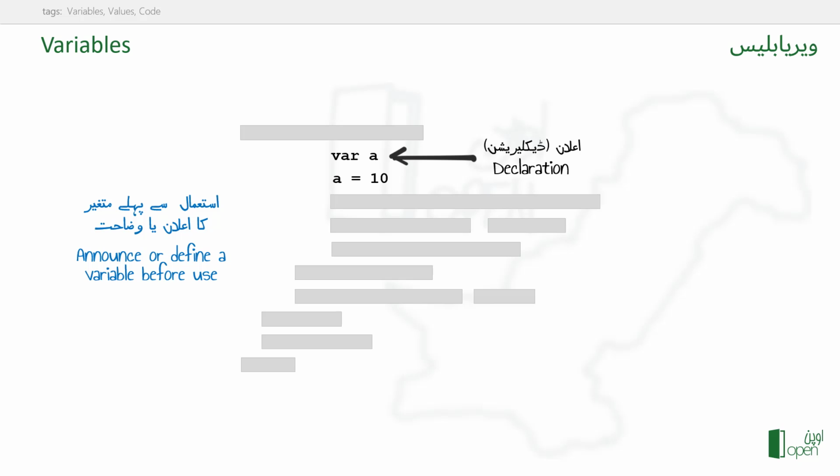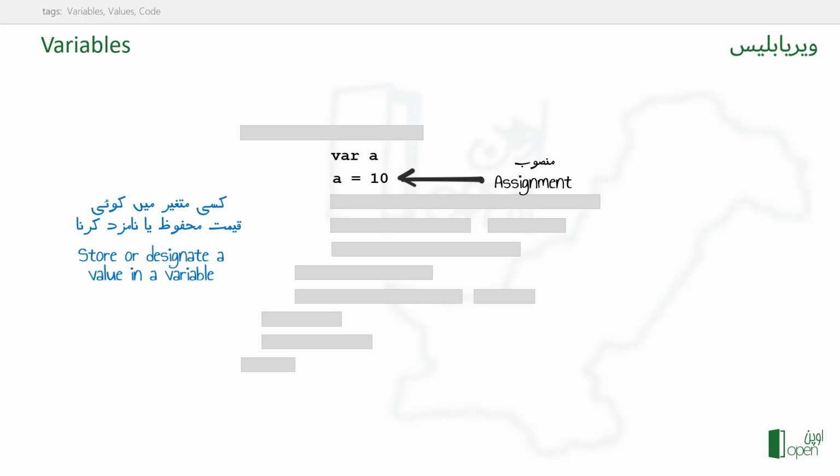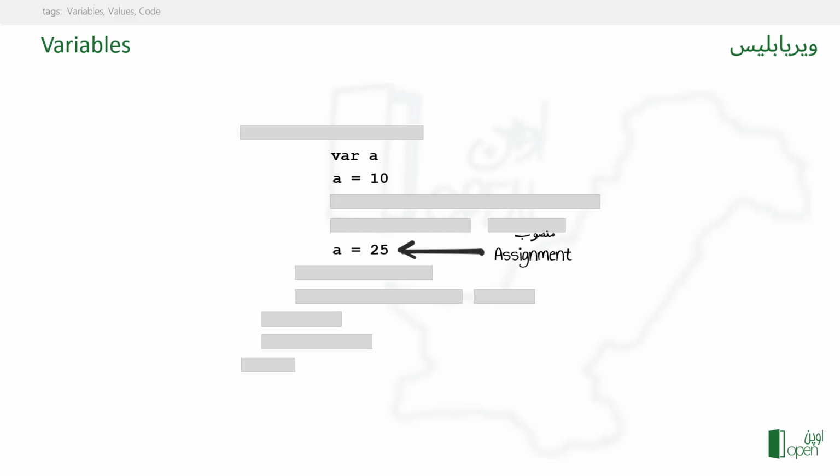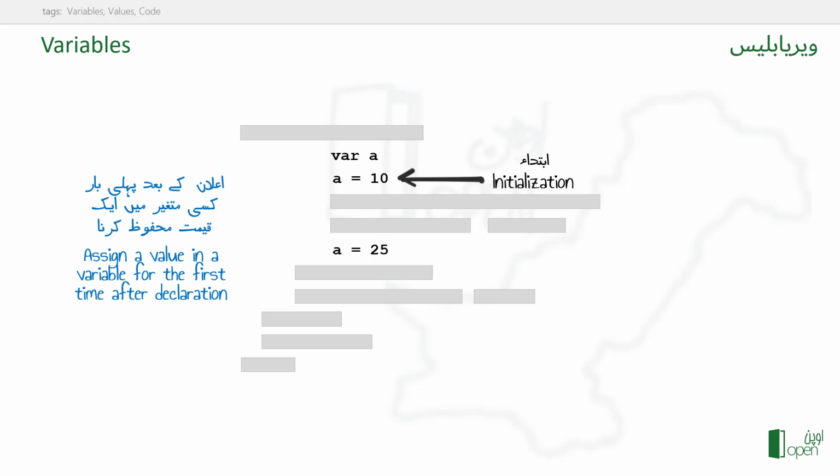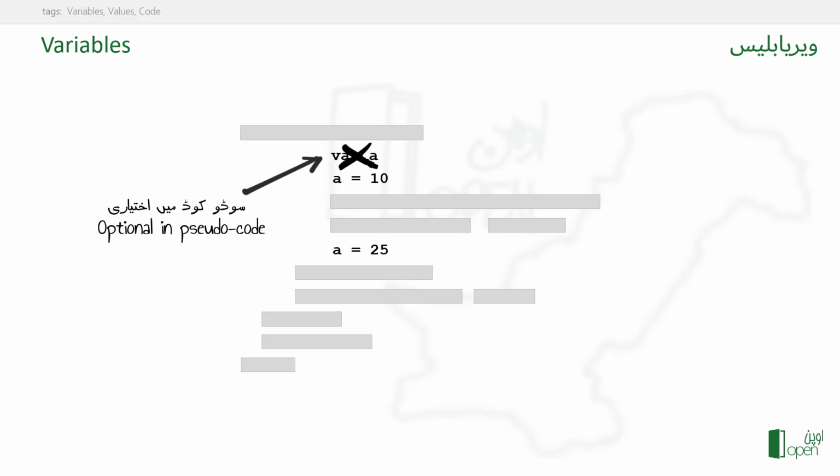Before using a variable, a declaration statement defines it. Storing or designating a value in a variable is known as assignment. The assignment in a variable can happen many times after it is declared. The first time a variable is assigned a value after it is declared, the statement is called initialization. If you are using pseudocode, the variable declaration is not needed.